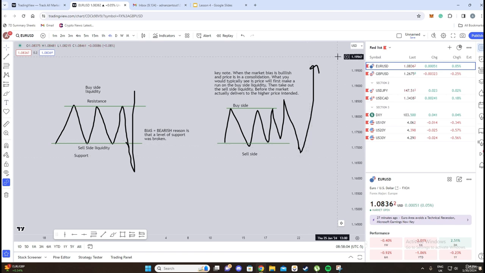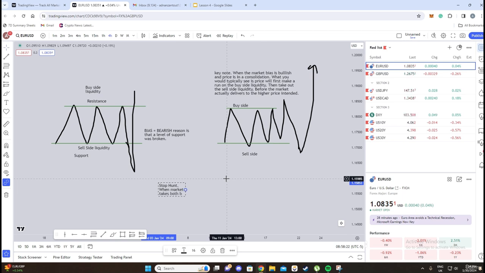So price is gonna trade higher after the stop hunt with the actual bias of the day or the week or whatever time frame you're trading. So key thing, stop hunt. That's when the market takes both buy side and sell side before doing a big move.